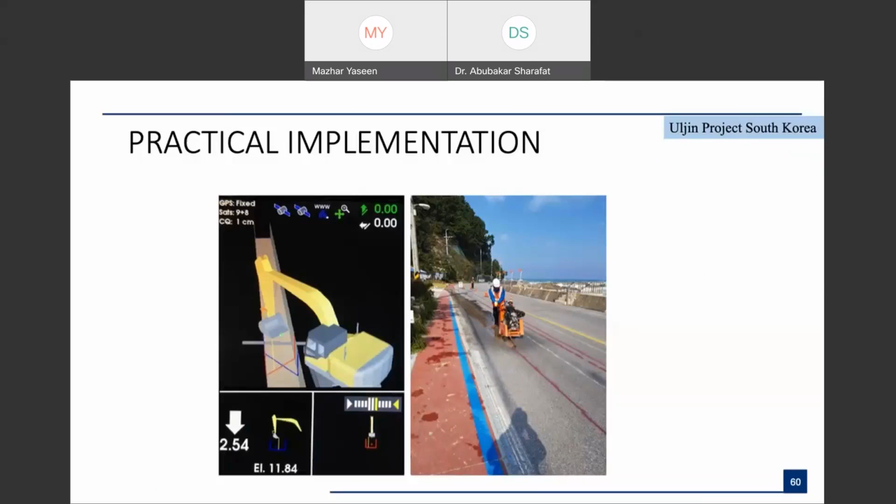And this was the real example. Now there are the latest modern ones, and this is what I am always concerned about. This is a real practical implementation of BIM. So now we have the modern excavators.